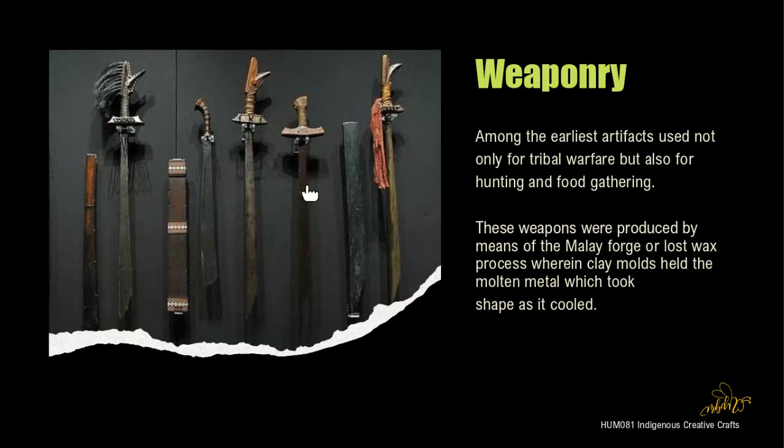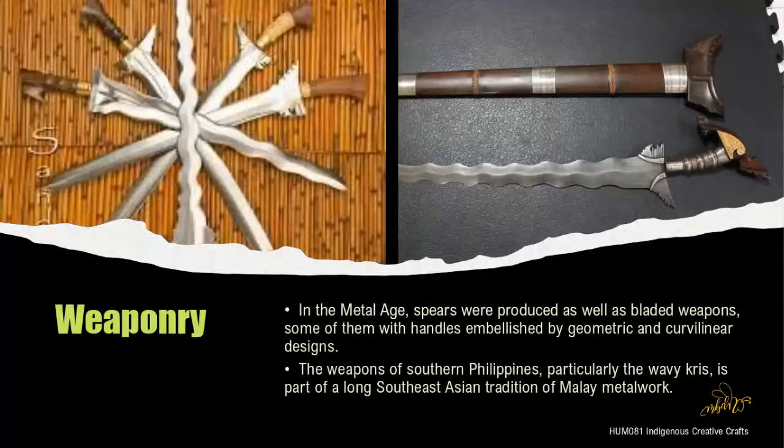So pagpapanday. It's not only about making sure that they will be hot enough so they can be formed and sharpened, but the attachment here in the molds that they are using is called the Malay forge or the lost wax process. One of the more interesting weaponry that we have is what is called the kris. Here, this is the kris.